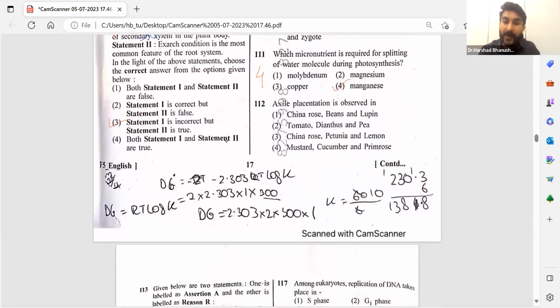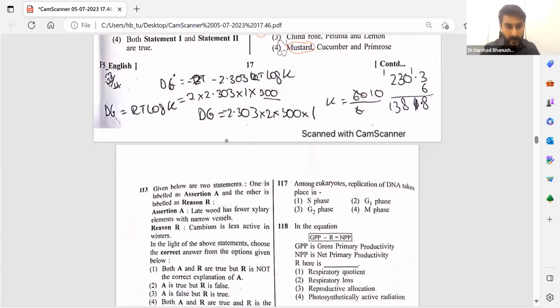Now, this question tells you about axile placentation. We know axile placentation is found in China rose, lemon, tomatoes, and also in petunia. If you see these options which have been given, lupin and pea would be examples of marginal placentation, whereas mustard and the like are an example of parietal placentation. So the only option which is left for us is China rose, petunia, lemon, tomatoes. So answer three in this case is what we will mark.